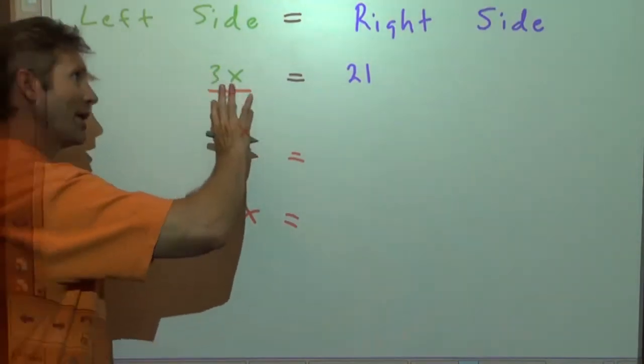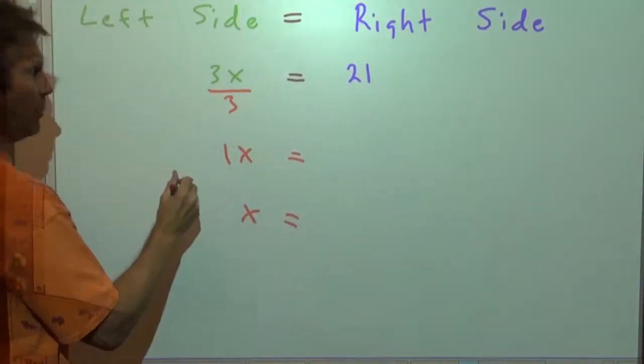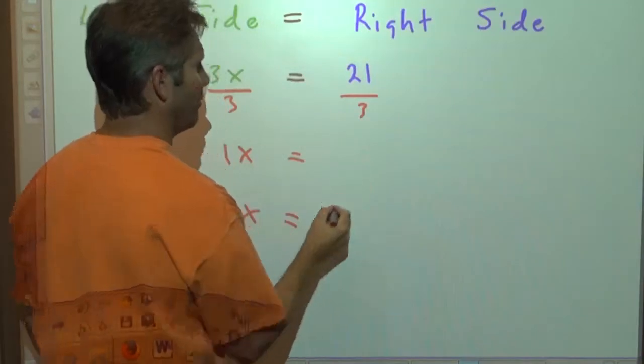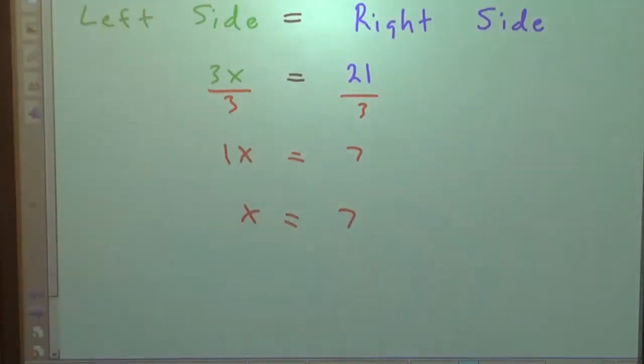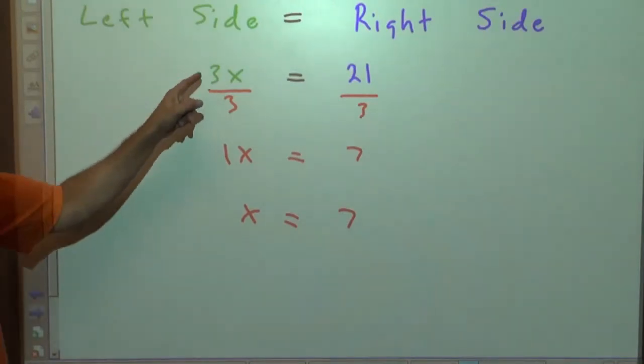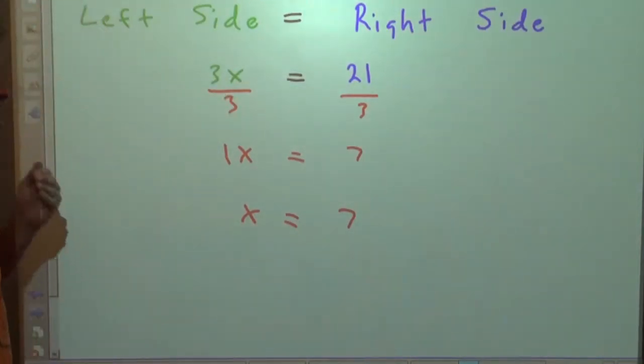Whatever we do to one side, we've got to do the same thing to the other side. We divided by 3. Let's keep both sides equal. So we divide by 3 here. 21 divided by 3 is 7. There's our answer. Check it, put it back in for x, you're going to be fine. 3 times 7 is 21.